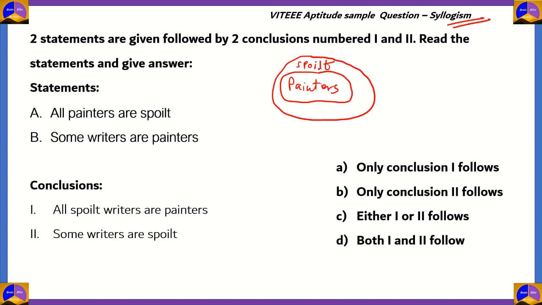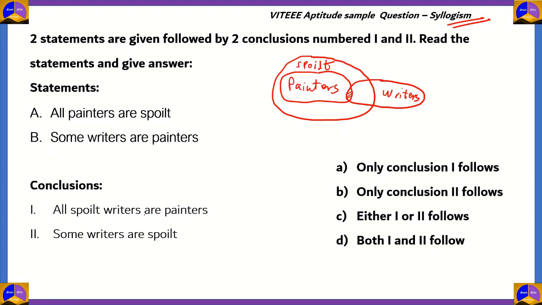Next, some writers are painters. So that means we have a third set, and the name of this set is writers. And as you can see, some part of writers belong to the set of painters. So some writers are painters. Now let's look at the conclusions.